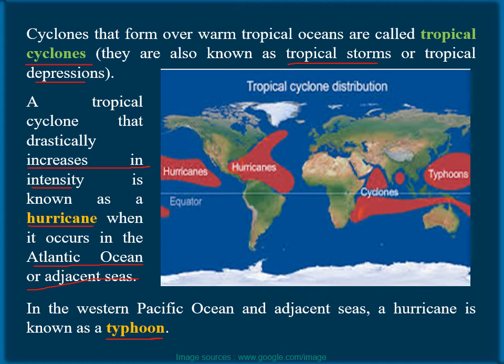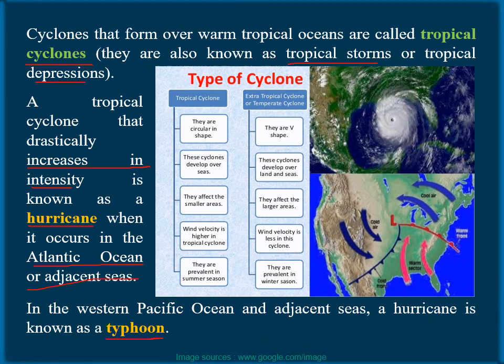Now, apart from the occurrence of cyclones in the tropical seas, cyclones may also occur in the extratropical or subpolar regions, about 60 to 70 degree latitude. These are known as extratropical cyclones or temperate cyclones. There are some characteristic differences between the tropical cyclone and extratropical cyclone. Tropical cyclones are generally circular in shape. They develop generally over seas. They affect smaller areas, that means aerial coverage is low. Wind velocity is higher. They are prevalent in the summer season.